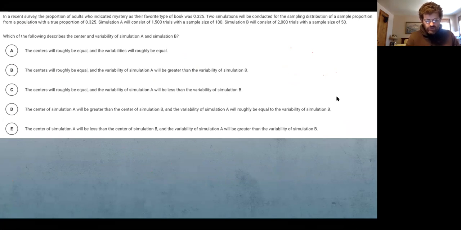This one is really getting to the concepts behind variability and sample size. So we've got a certain context. 0.325 is the proportion of adults who indicated mystery as their favorite type of book. Anyways, here's the key. There's a sample that's going to be drawn. Now here's simulation A. We could have 1,500 trials with a sample size of 100. We could have 2,000 trials with a sample size of 50. When we compare these two, what's going to describe the center and the variability between A and B?